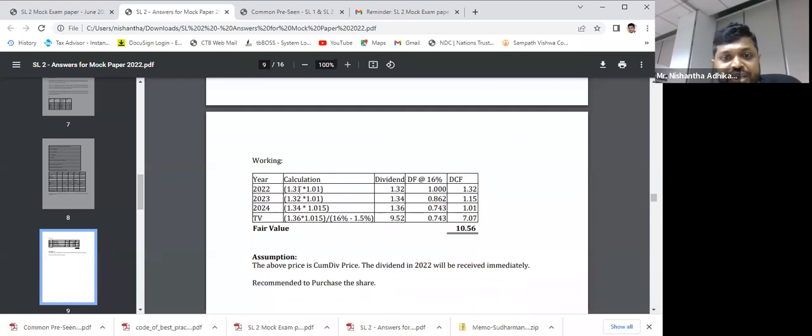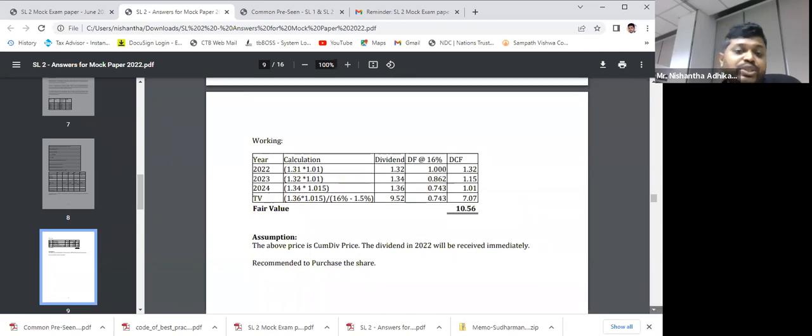You can see 1 rupee and 31 cents, 1.32, that is the immediate year. Then next 2 years, you can say 2 years it is the growth rate, and 2024, and the terminal value is also computed, and growth rate is 1.5% over the period. Then this is the value of the share, right? It has recommended to purchase the share.